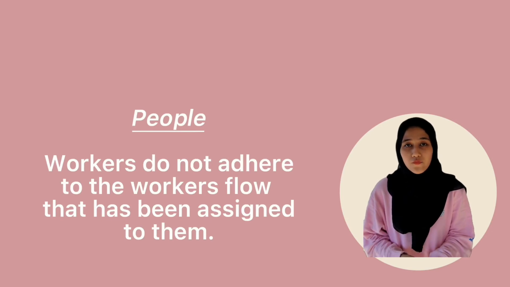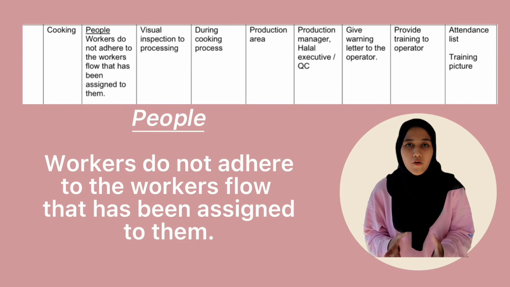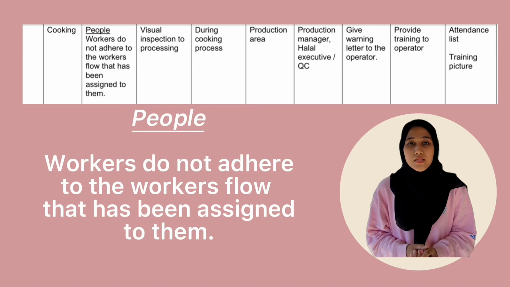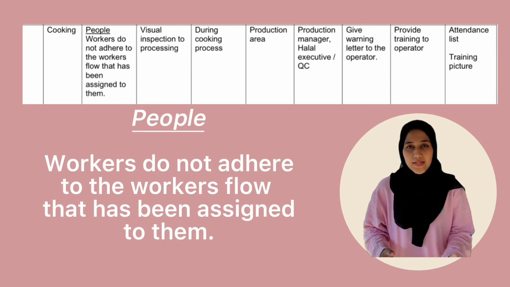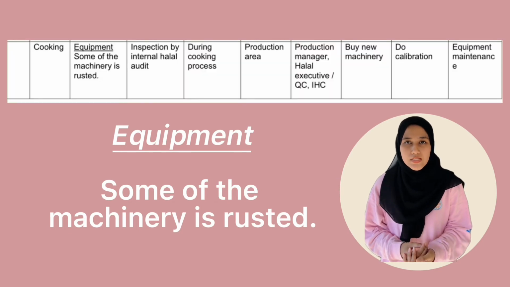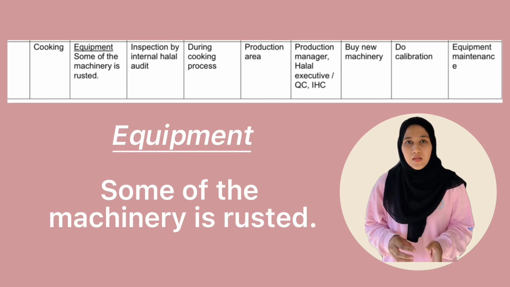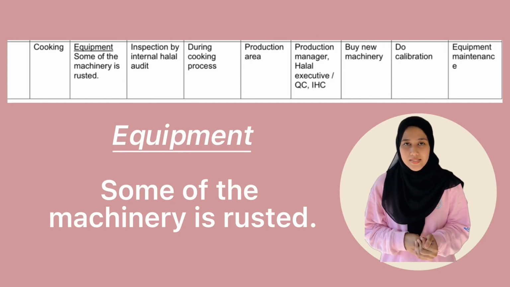Another people-related halal risk is workers who do not follow the roles assigned to them. Similar to the recent issue, the production manager, halal executive, and quality control must perform more visual inspections of processing during the cooking process in the production area. They must also issue a warning letter to the operator and retrain them. Last but not least is halal threats from equipment. Some of the equipment is rusted. More internal halal audits at the production area during the cooking process are required. The production manager, halal executive, QC, and IHC must purchase new machinery and perform additional calibration.